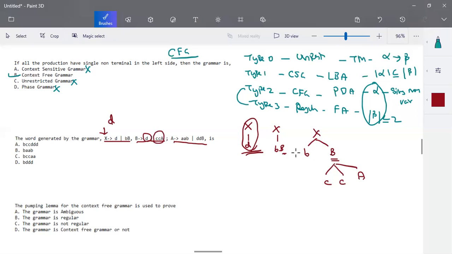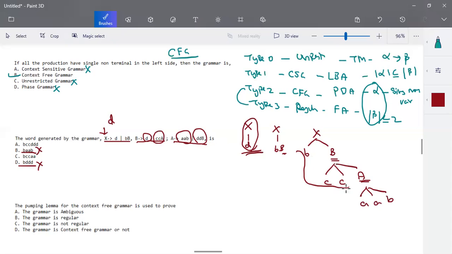So all the options that have BCC have a possibility of getting expanded. So this option cannot be derived, and this option also cannot be derived. Now we have to check whether the option is A or C. So that can be done by expanding A. For A, you have two possible substitutions. One is AAB, another one is DDB. So one possible substitution for A is AAB.